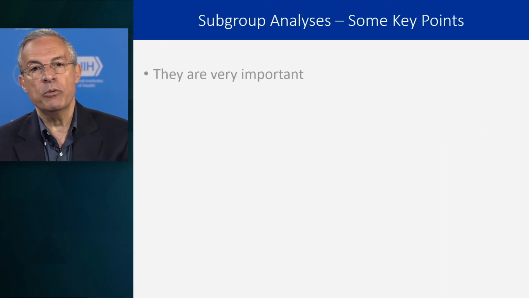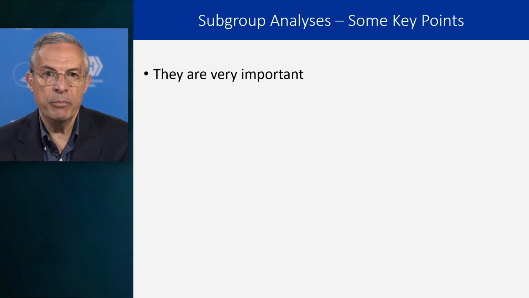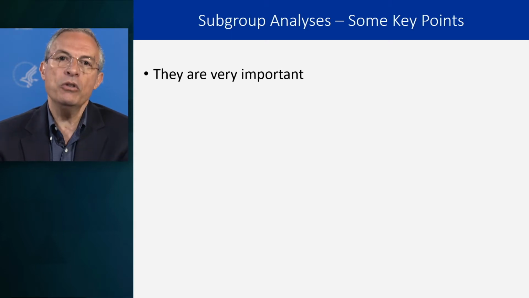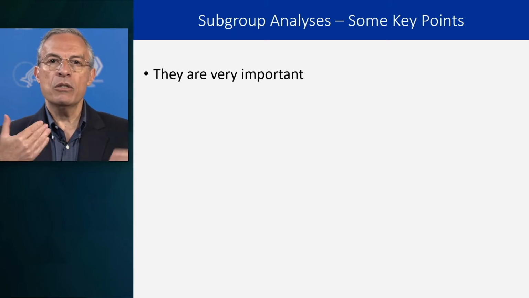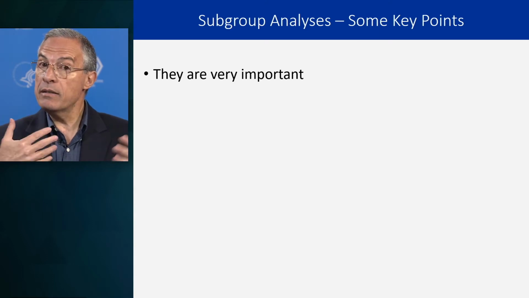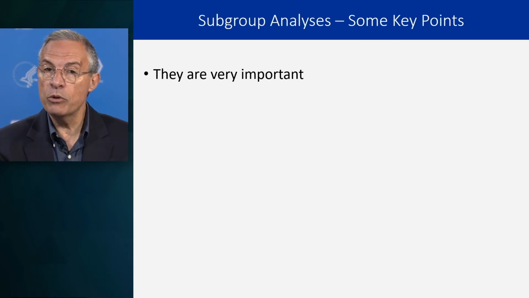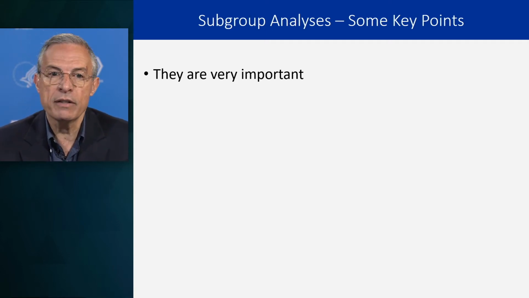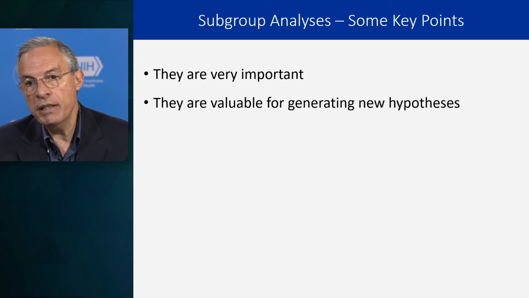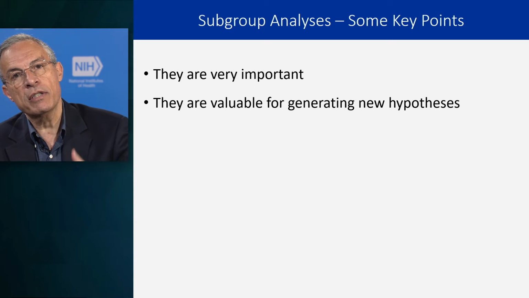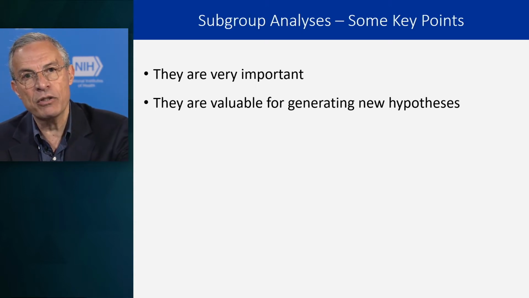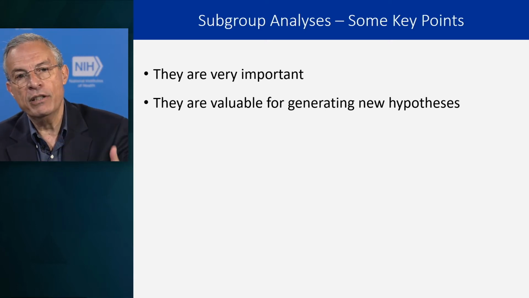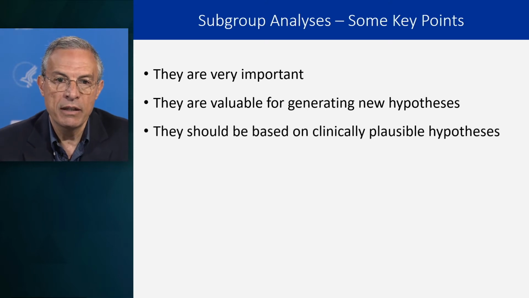Some key points about subgroup analysis. They're very important, and I'm going to talk about this. But basically, you could have an overall treatment effect, but as soon as you go down to subgroups, you see that there's a different story depending on which subgroup you're talking about. So it is important to try to see if there are differences. They are valuable for generating new hypotheses. Because the sample size and the experiment is not designed for subgroup analysis, most of the time, they are not definitive, but they are valuable for generating hypotheses.